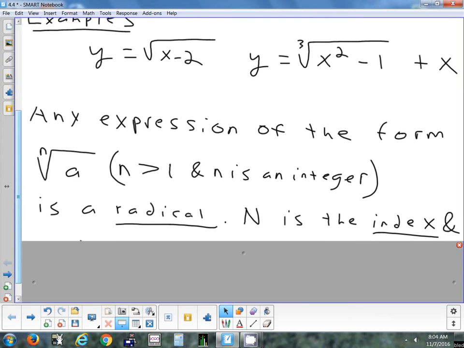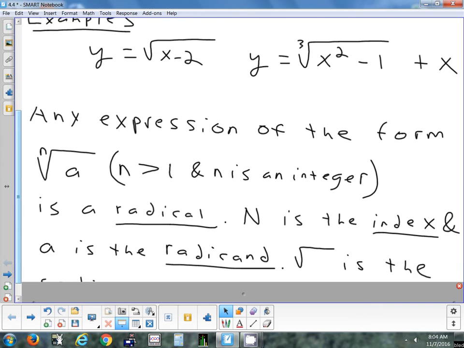How about the number under the root? Does anyone know what that's called? It begins with an R. It's the radicand. Yep.